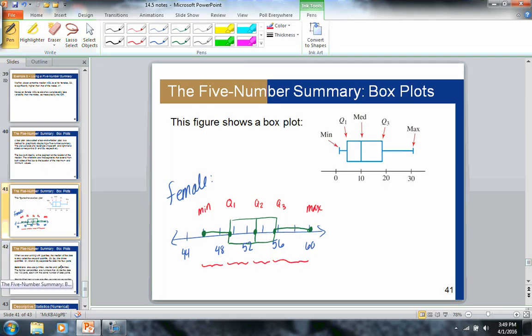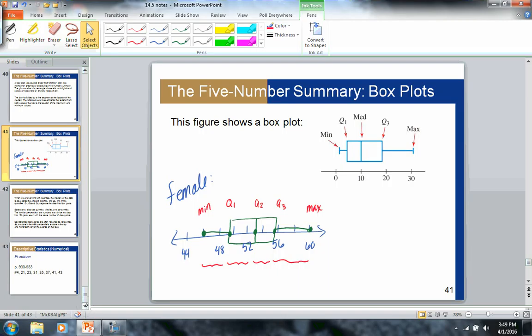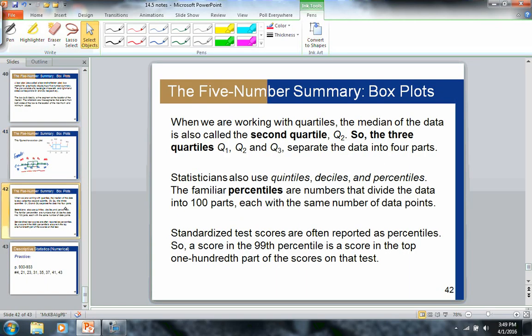Okay, so that's basically how you make your box and whisker plots. So they're pretty easy to make. And again, you should have made those in algebra. But if not, that's a quick review and we can answer more questions in class if you have them. But this is just some last minute notes here about the different quartiles. So when we're working with our quartiles, the median of the set is also called the second quartile or Q2, which we've had. So there's really 3 quartiles, Q1, Q2, and Q3.